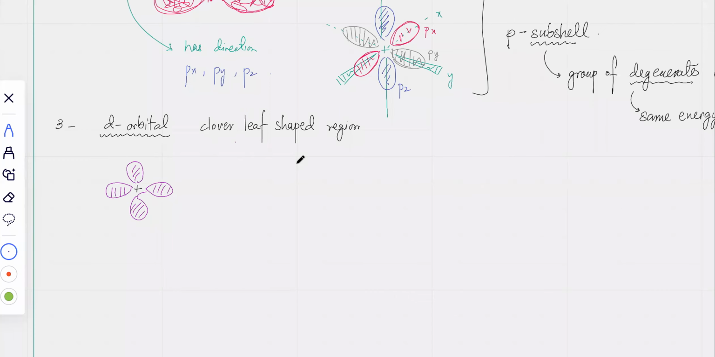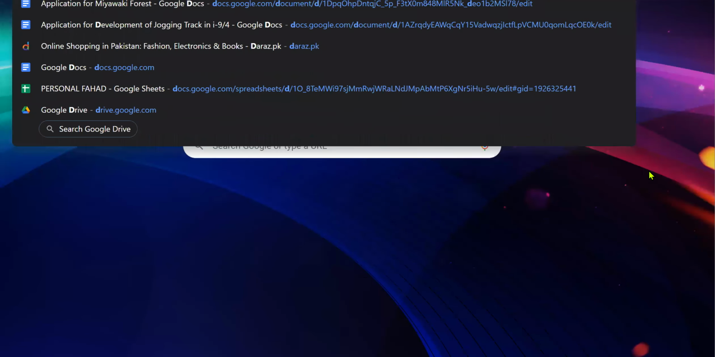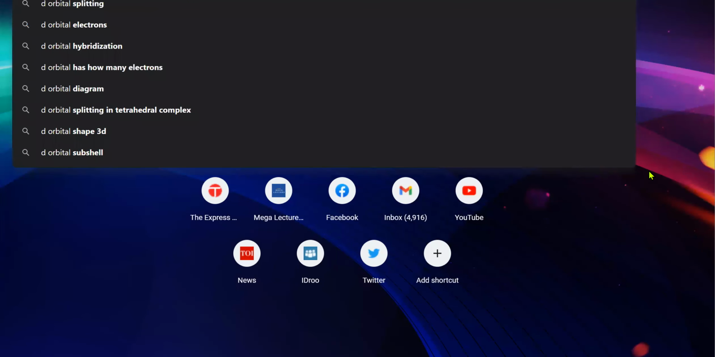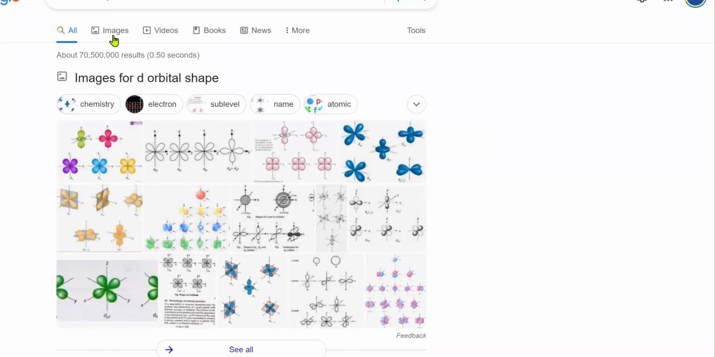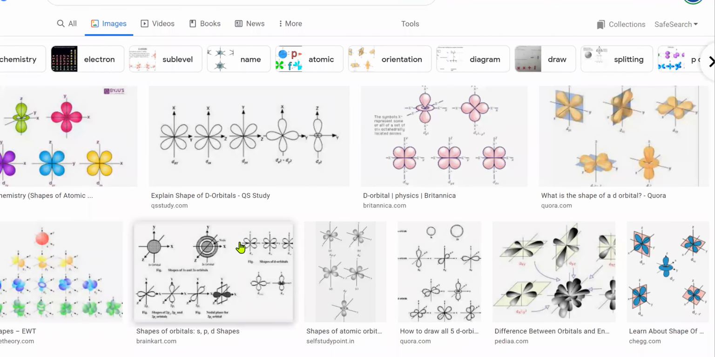Now the d orbital is also directional. It has many different directions, and we can just copy paste an image for a d orbital, so you can understand. This one looks good. Just one second, copy image.